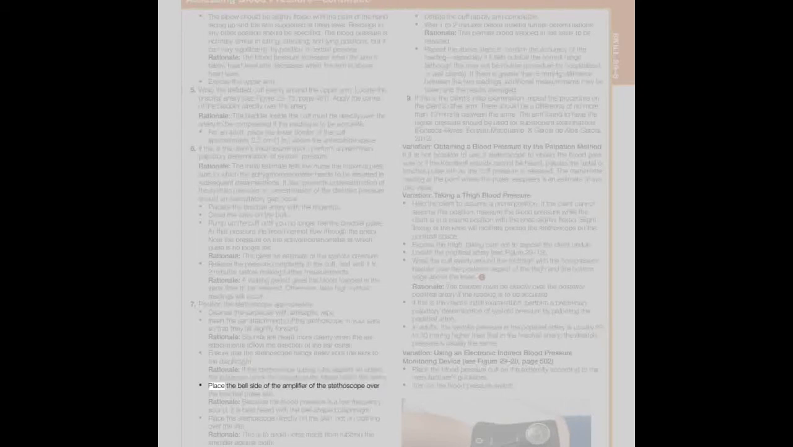Place the bell side of the amplifier of the stethoscope over the brachial pulse site. Rationale: because the blood pressure is a low-frequency sound, it is best heard with the bell-shaped diaphragm. Place the stethoscope directly on the skin, not on clothing over the site. Rationale: this is to avoid noise made from rubbing the amplifier against cloth. Hold the diaphragm with the thumb and index finger.